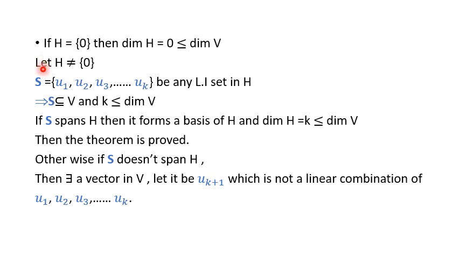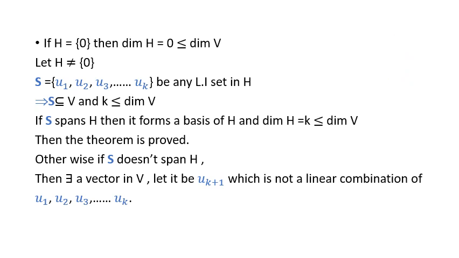So let us take H not equal to the set containing 0. What do we mean by H not equal to the set containing 0? It means that H has some other non-zero vectors. If H is equal to {0}, it has only one vector. If H is not equal to {0}, H may have 0 and a, where a is non-zero, or it may have one more non-zero element. That means not only the 0 element, it will have some other non-zero elements also. That's what we mean by H not equal to {0}.